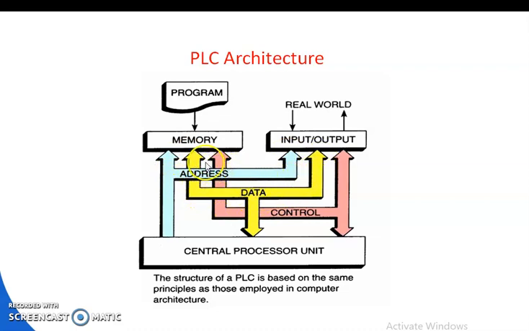Here there are three different buses. One is the address bus, the second is the data bus, and the third is the control bus. The address bus is marked in white, the yellow marking is for the data bus, and the green marking is for the control bus. All the buses, the address bus, data bus and control bus, communicate directly between the input output and the central processing unit, and between the memory and the central processing unit.